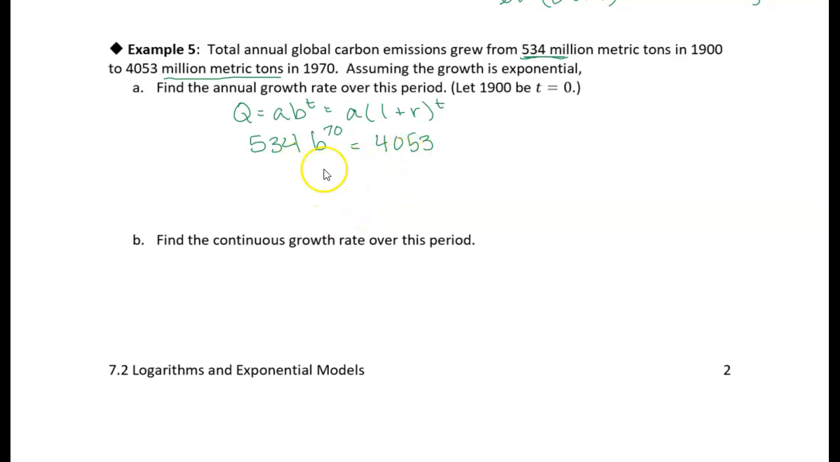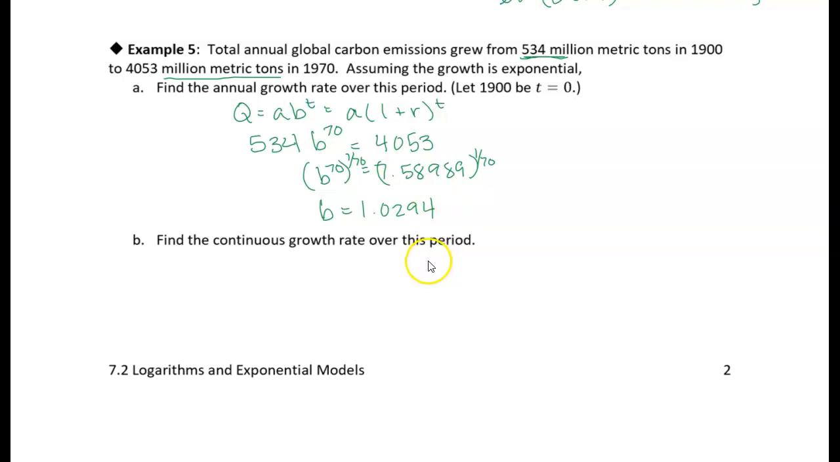Now I can just divide both sides by 534. So I get b to the 70 is equal to, when I divide that, 7.58989. Now I can just take both sides to the 1 over 70th power. I put that in my calculator, so b is equal to 1.0294. So there's our b.